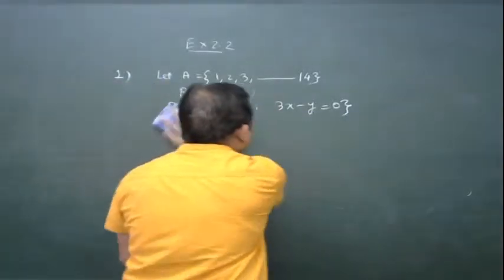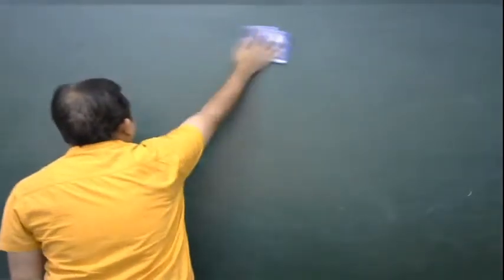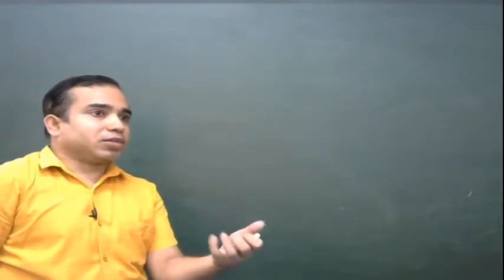Domain is the set of first elements, and range is the set of second elements, when we write roster form. Roster form is all the elements. So first I had to write all the elements, then I picked the first elements, which became the domain, and picked the second elements, which became the range. Now let us see question number 2.